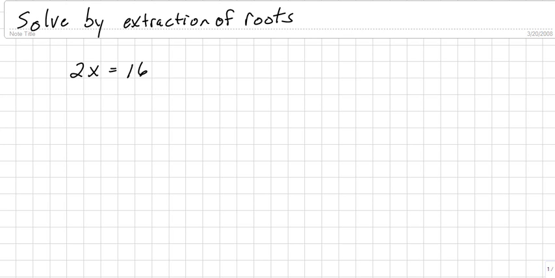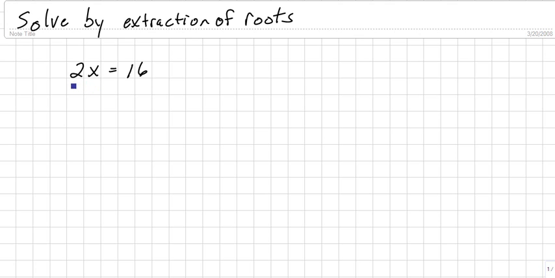Solving equations by extraction of roots. Let's first take a review of solving just general equations. To solve this particular equation, 2x equals 16, what it's saying is that 2 times the value of x equals 16. And we want to isolate the x variable.